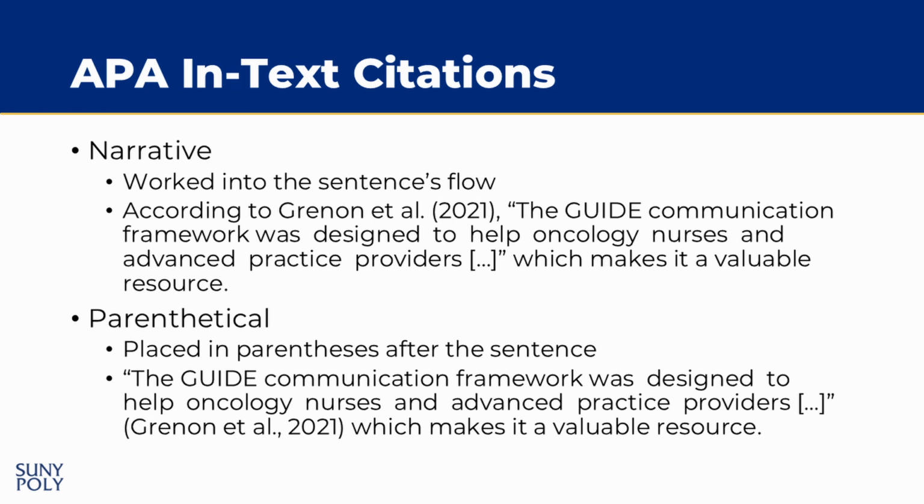Take a look at the examples on screen. Narrative citations would be something like, according to the author's last name, followed by the year in parentheses, a comma, and then your quote, while a parenthetical citation would have the quote first, then the author's last name, a comma, and then the year, all in parentheses, followed by the period at the end of your sentence.